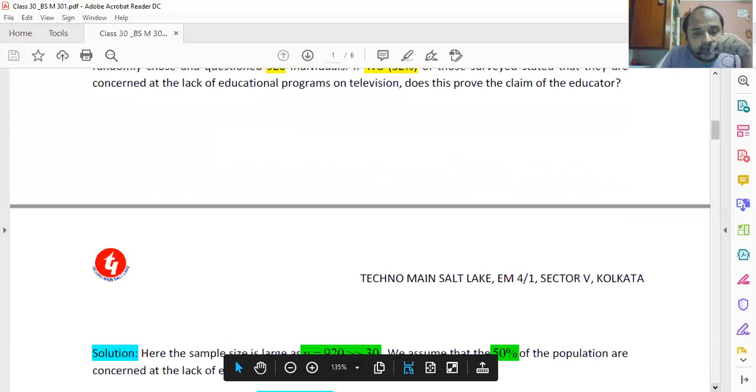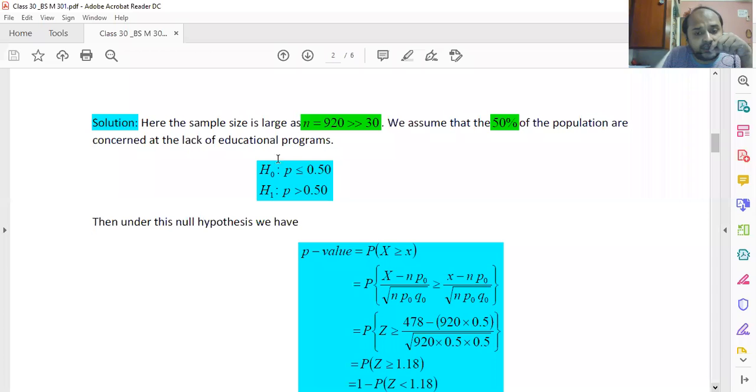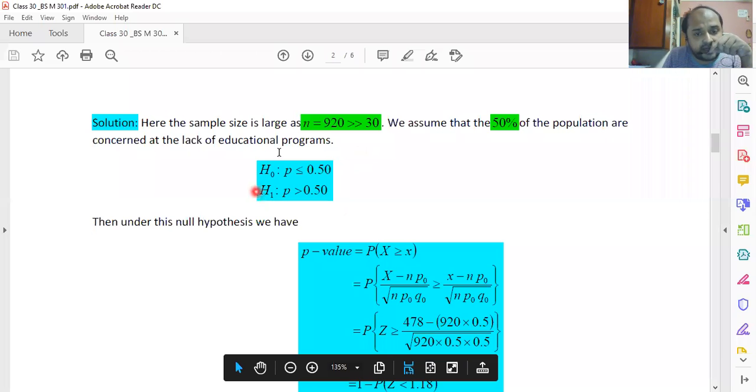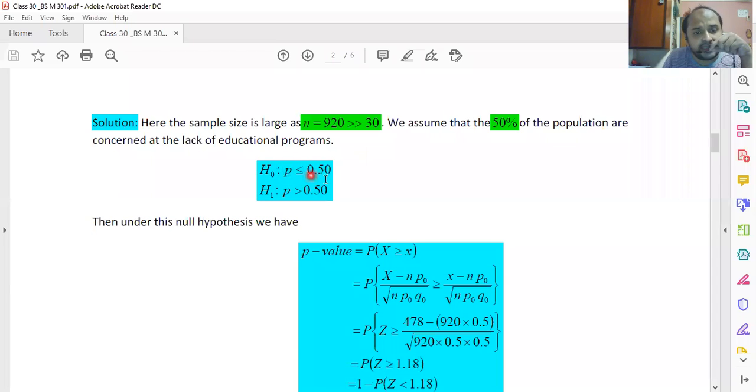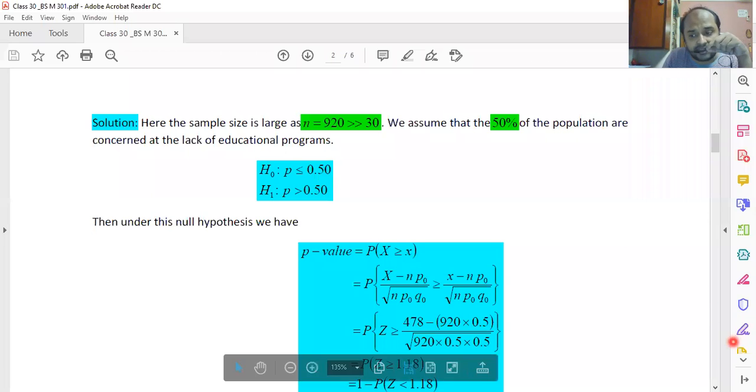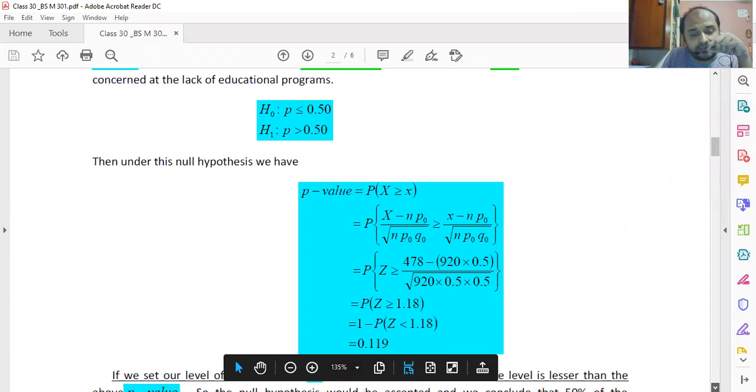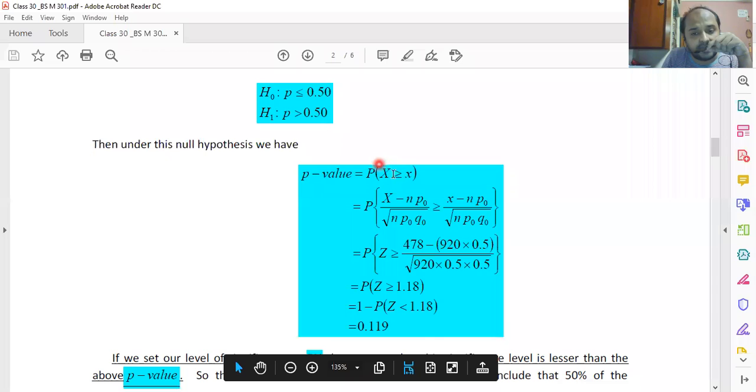Under the null hypothesis, it is obviously written in this particular form. It is already stated above that H0 will be P less than or equal to 0.50, where 0.50 is the specific value P0, against the alternative hypothesis H1, which is P greater than 0.50. If I apply the formula of the P value over here, you see what is happening. We know the P value is given by the probability of capital X greater than or equal to small x.